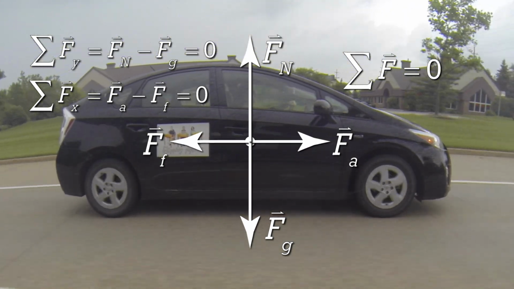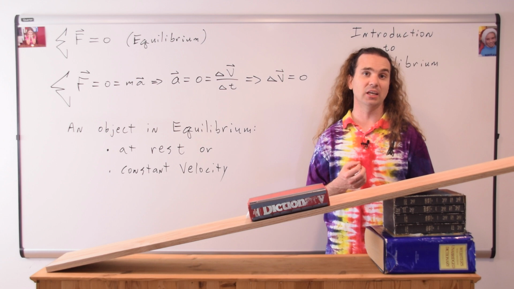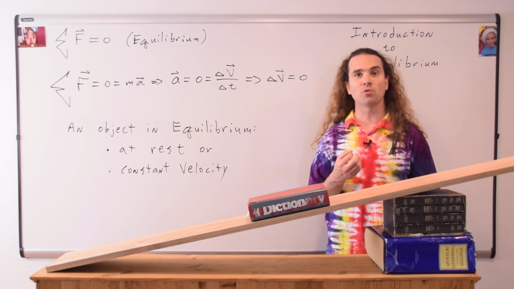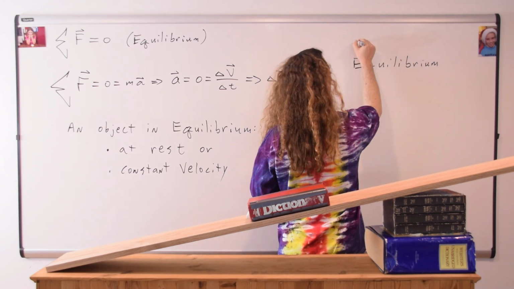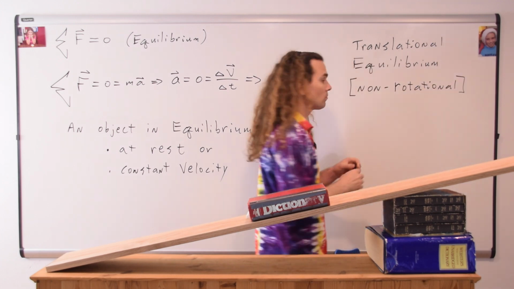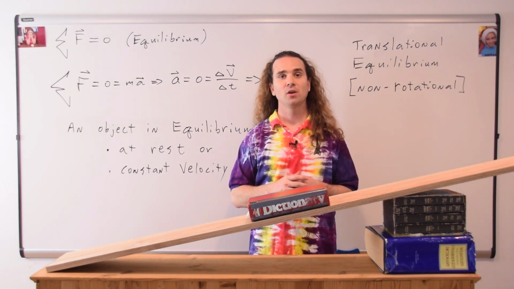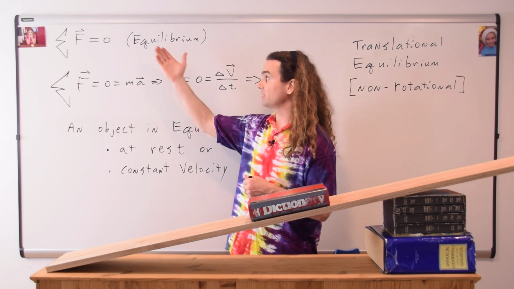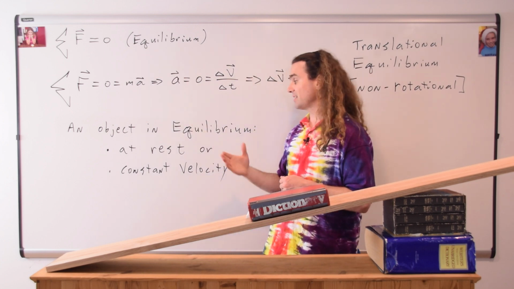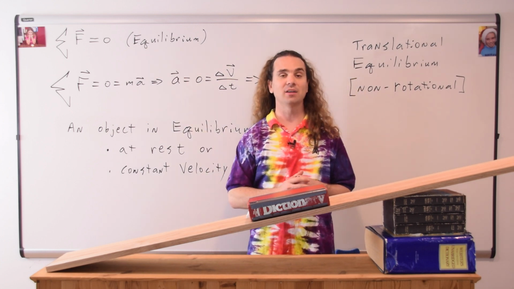This type of equilibrium is called translational equilibrium, which means non-rotational equilibrium. Translational equilibrium, where the net force acting on an object is equal to 0, therefore the object is either at rest or moving at a constant velocity.